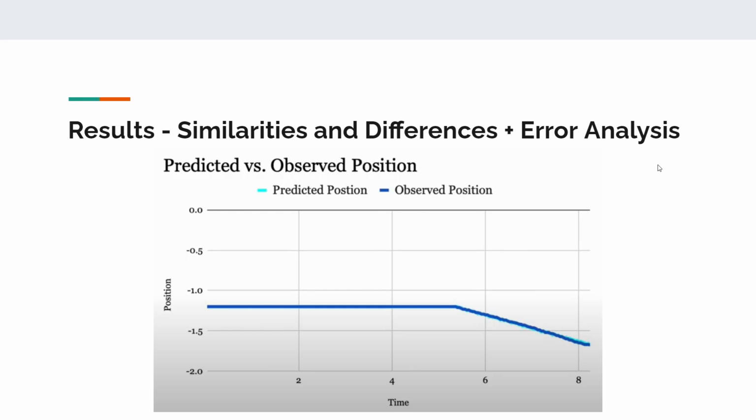Here's the data from the computational model and the observed model on one graph. Notice how for the position graphs, the experiment roughly models the computational model. However, if we look closely, we notice that as the experiment goes on for a longer amount of time, it deviates more from the computational model.